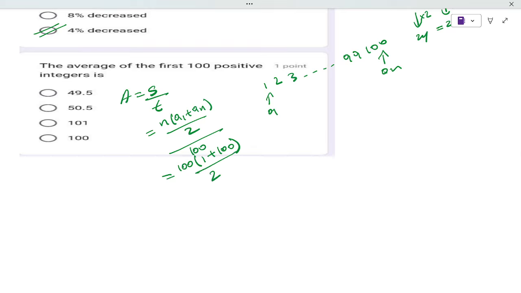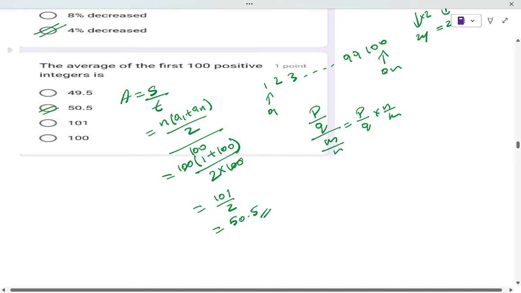We divide by 2. The reciprocal of 100 goes in. As I mentioned, P by Q divided by M by N becomes P by Q into N by M. So the 100 cancels. 101 divided by 2, that means 50.5. We were just doing it by formula, so we can do a smart approach here.